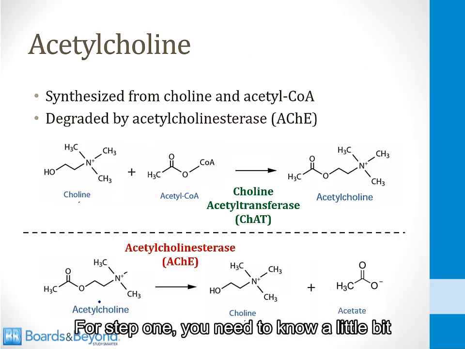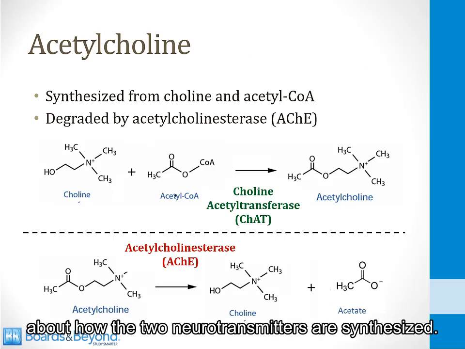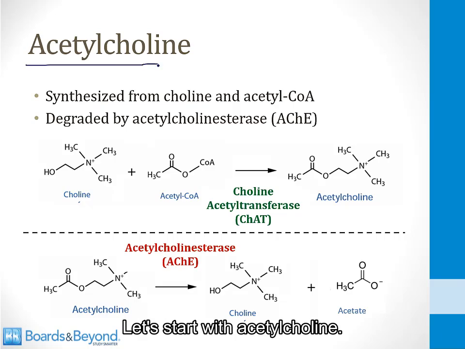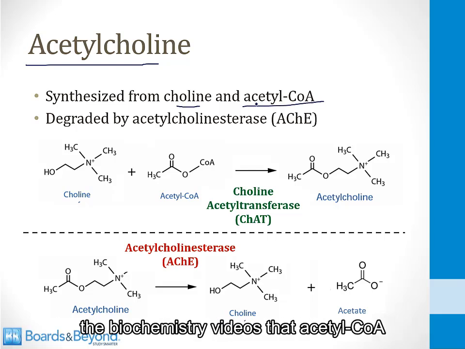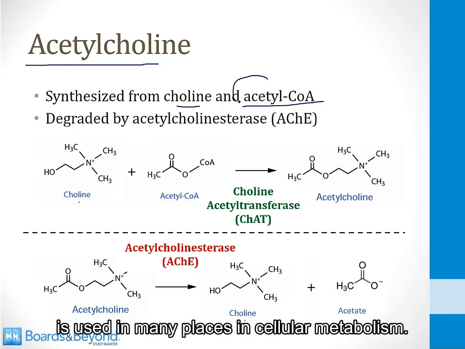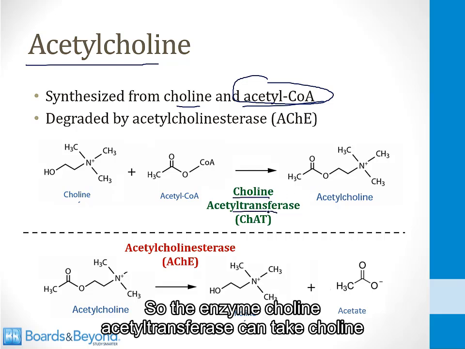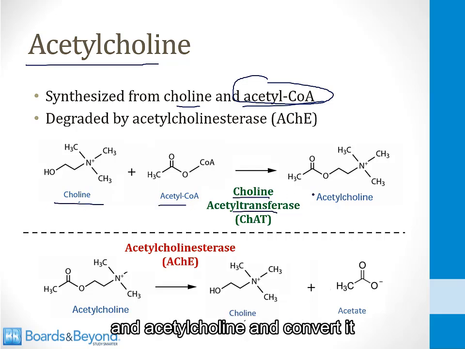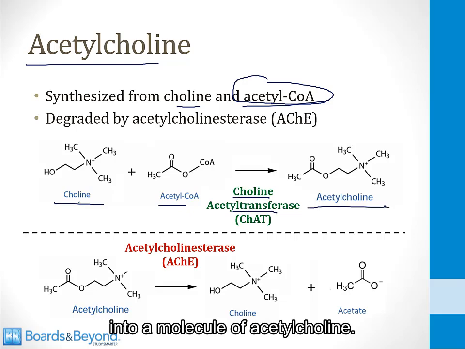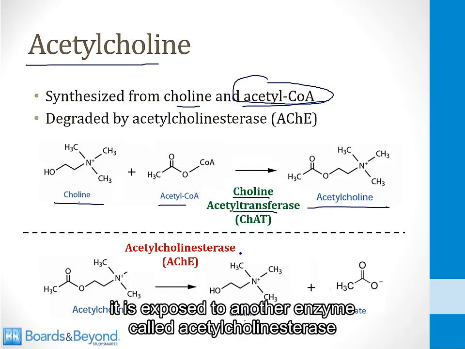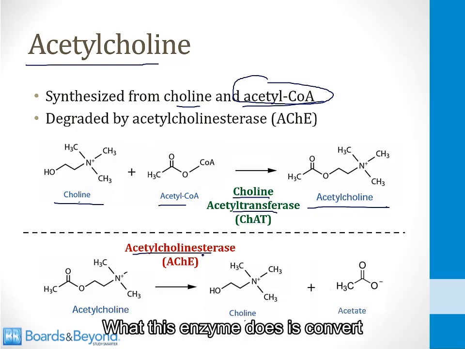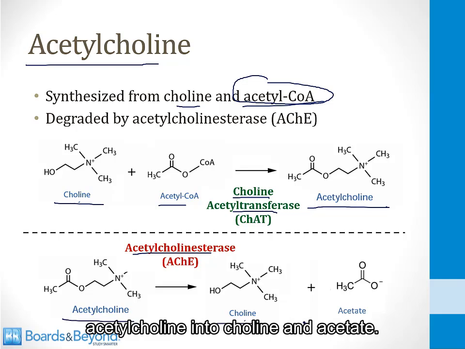For step one, you need to know a little bit about how the two neurotransmitters are synthesized. Let's start with acetylcholine. Acetylcholine is synthesized from choline and acetyl-CoA, and you may know if you've watched some of the biochemistry videos that acetyl-CoA is used in many places in cellular metabolism. So the enzyme choline acetyltransferase can take choline and acetyl-CoA and convert it into a molecule of acetylcholine. Now, once acetylcholine has been released into the synaptic cleft, it is exposed to another enzyme called acetylcholinesterase that breaks down acetylcholine. What this enzyme does is convert acetylcholine into choline and acetate.